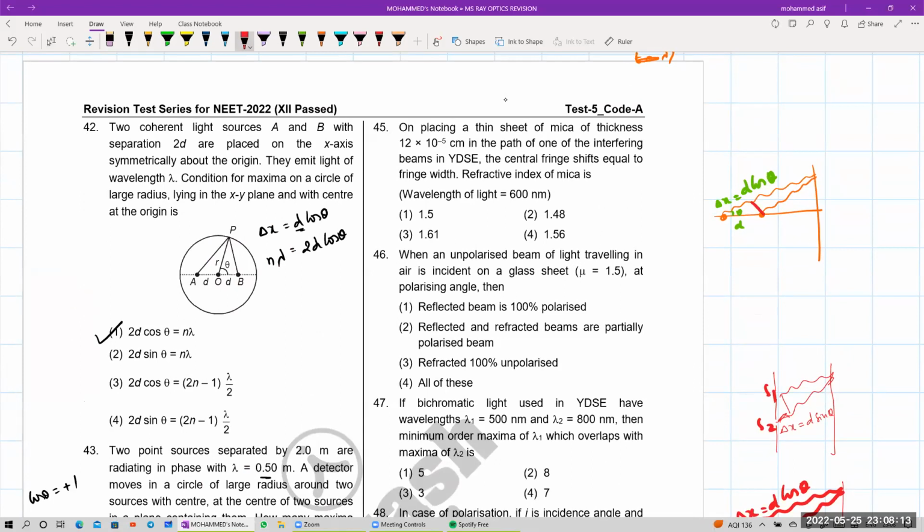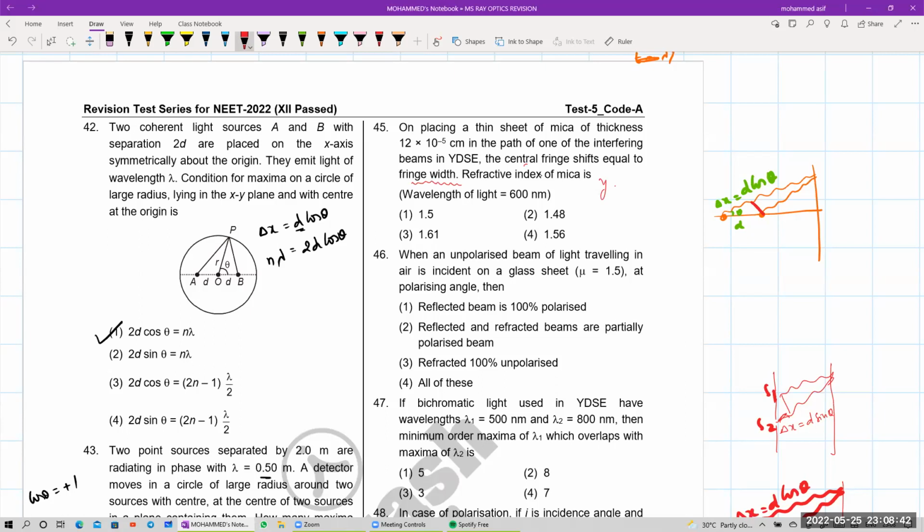45. On placing a thin sheet of mica of thickness 12 into 10 to the power of minus 5 centimeter in the path of one of the interfering beams in YDSE, the central fringe shifts equal to your fringe width. Then the refractive index of your mica will be equal to how much? Direct formula, beta. On placing a thin sheet of mica of thickness this much, the central bright fringe shifts equal to your fringe width. So what will be the answer for this one?